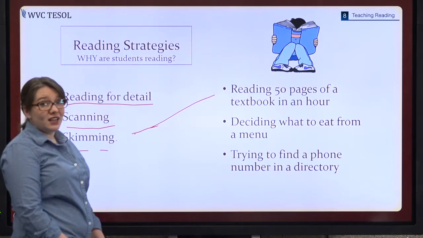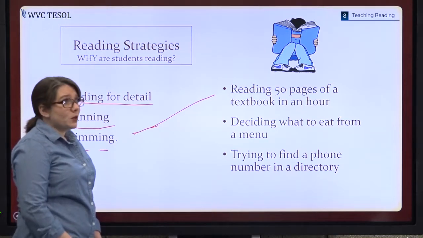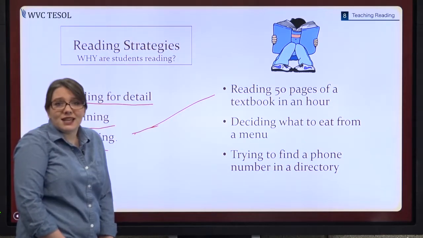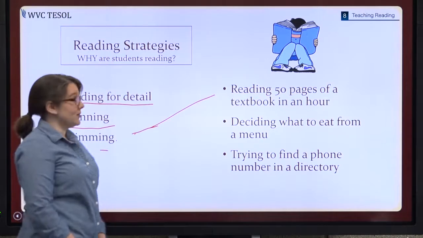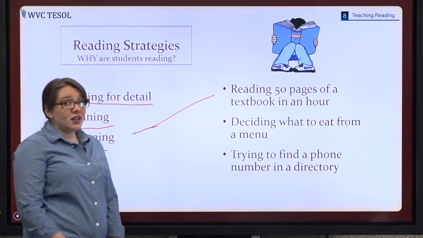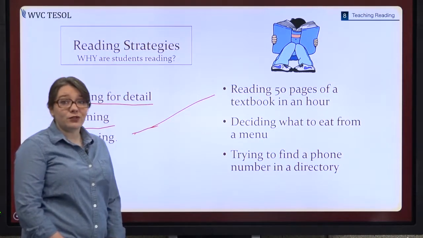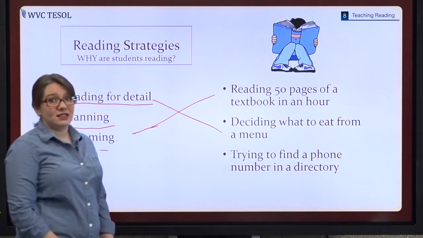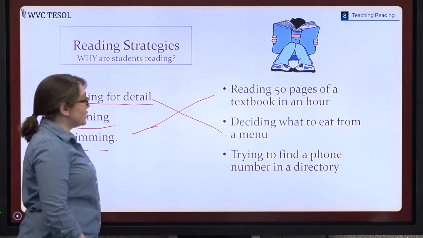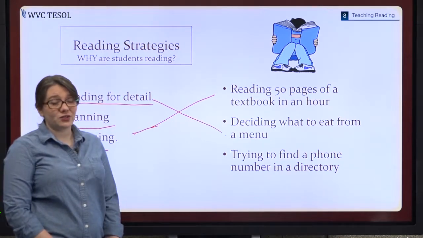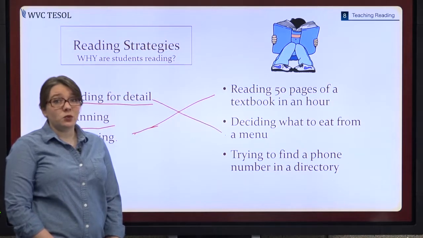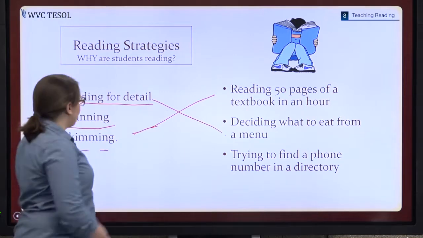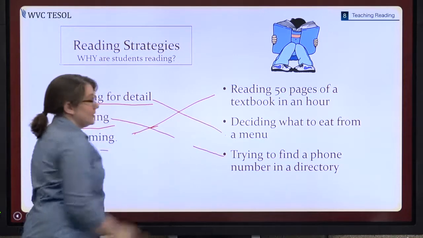Deciding what to eat from a menu. Well, we're looking at everything, and we want to know what's in the food. What will it taste like? Will we like it? So we're not looking for one specific thing. We're looking at everything. So this is reading for detail. Trying to find a phone number in a directory. Well, we're looking for one very specific thing and ignoring everything else. So that is scanning.